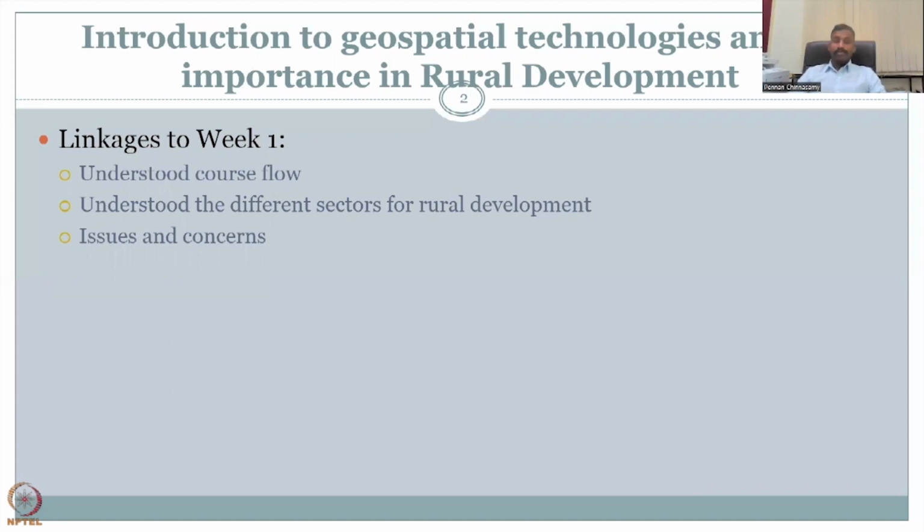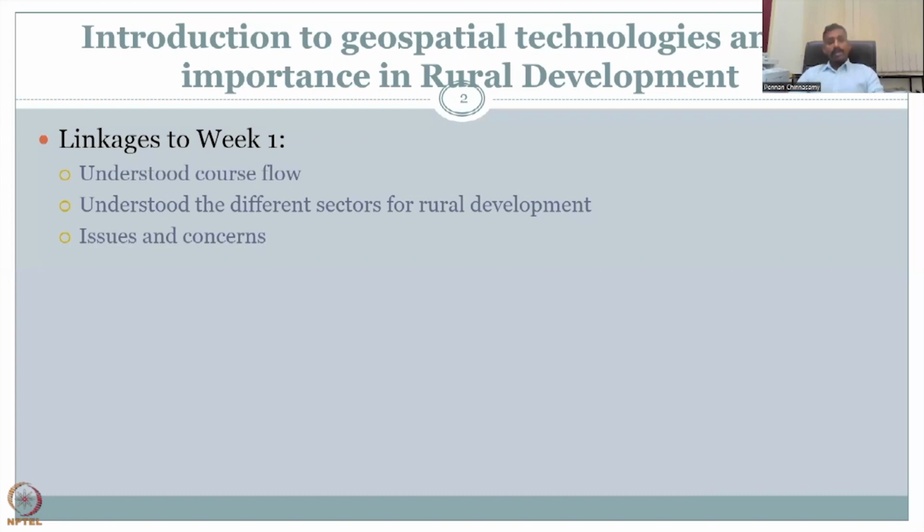We also understood the different sectors for rural development. And under the Ministry of Rural Development, we looked at the different departments. We also looked at similarities for rural development, or overlaps, or you could say commonalities between different ministries. Let's say environment, food, farmer welfare, agriculture, all these are interlinked. They are separate ministries, but can overlap with the Rural Development Ministry.